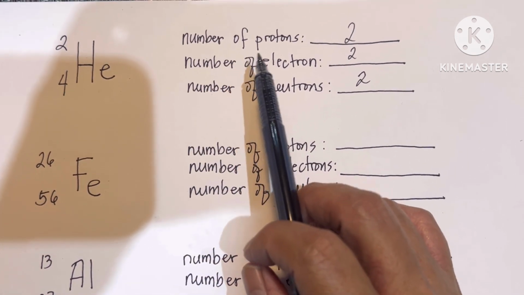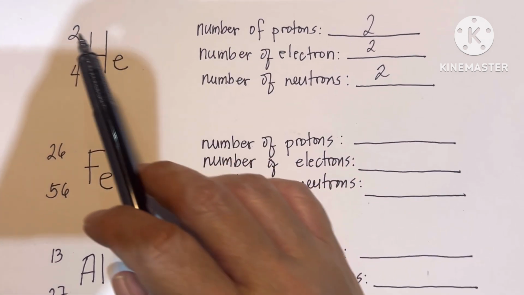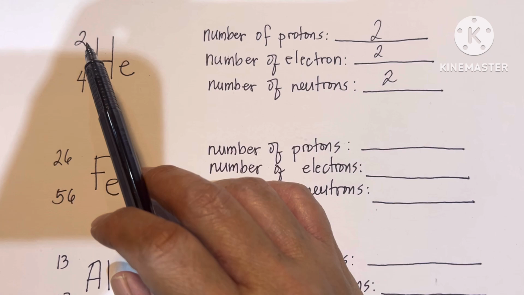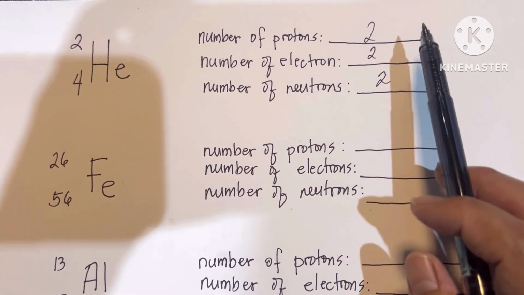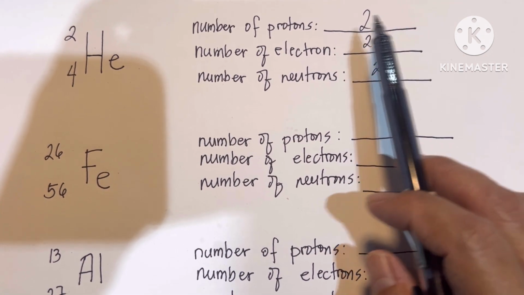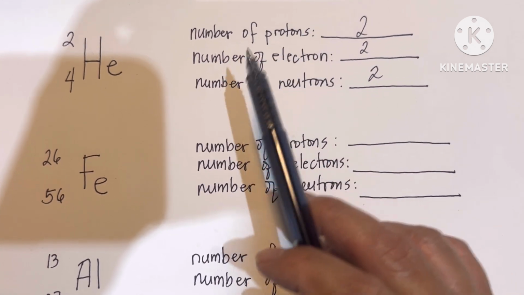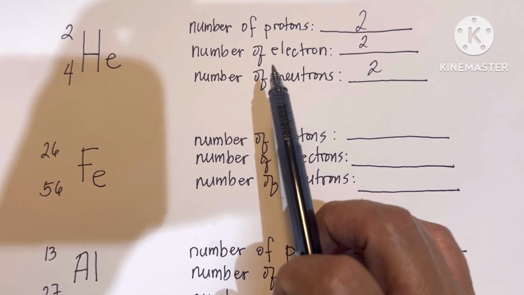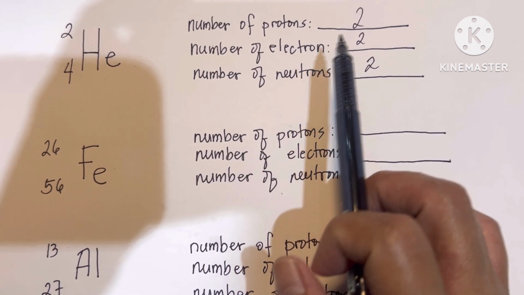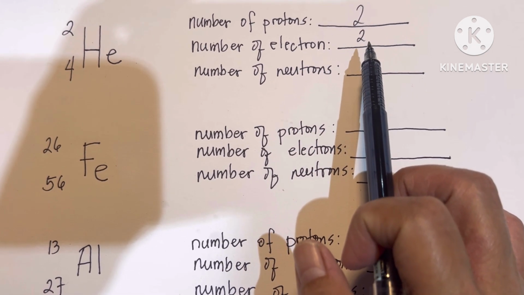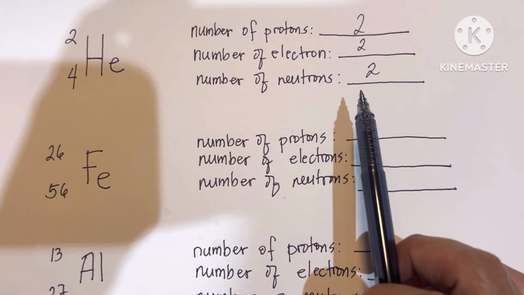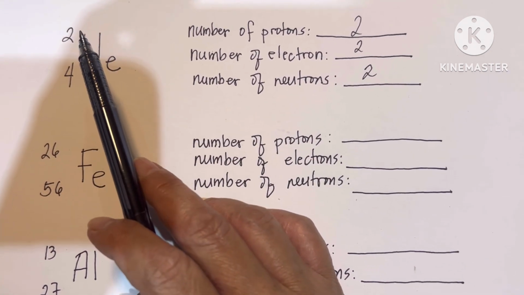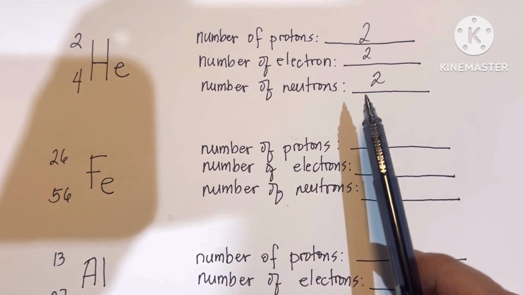Now, in order to find the number of protons, we need to know what is the atomic number of that element. In this case, that is 2. Therefore, the number of protons that we're going to write is 2. And like what I said earlier, whatever is the number of protons, that is also the number of electrons. So if I wrote 2 here, I have 2 also here. Now, how did I get 2 for the number of neutrons here? I just subtracted 4 and 2. 4 minus 2 is 2.